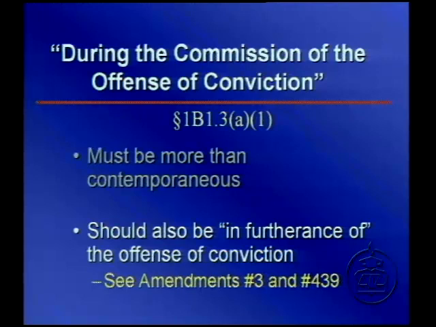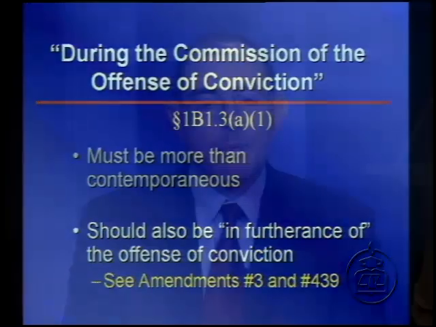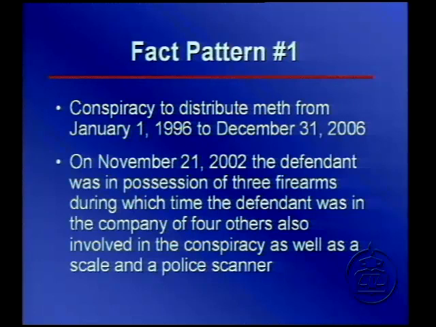And there are two good places to look for a description of in furtherance of the offense of conviction. Number one, Amendment 3 and Amendment 439 of Appendix C. For those that might be unfamiliar, Appendix C is where all of the reasons for the amendments that the Commission makes changes to the guidelines are found. And Amendment 3 and Amendment 439 give a good explanation of really what this in furtherance means. However, just explaining it that way leaves out how it actually operates unless we look to a couple of examples. So why don't we look to a couple of examples to see exactly how this operates.